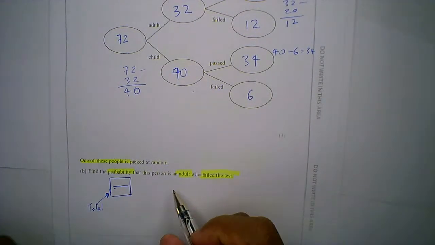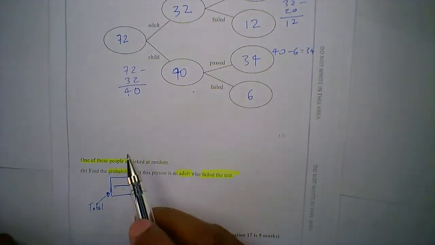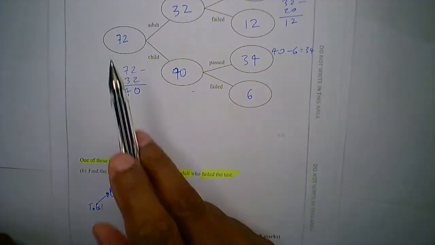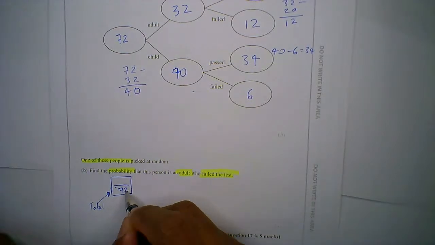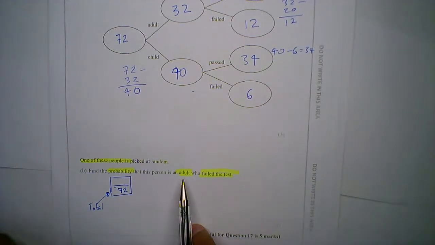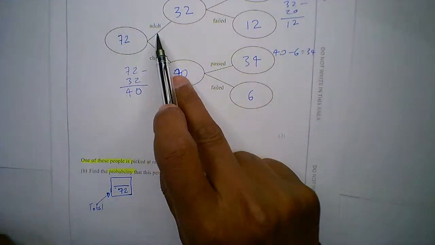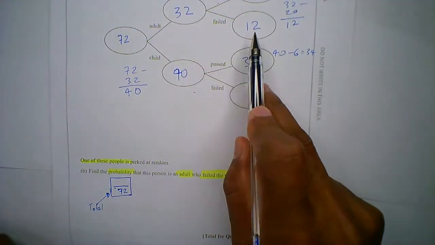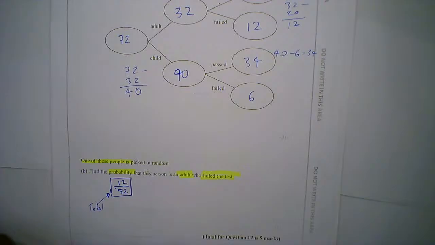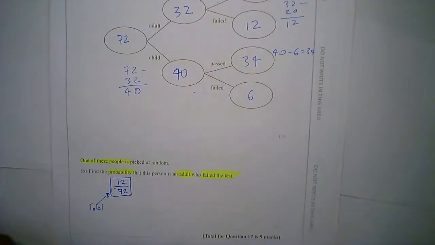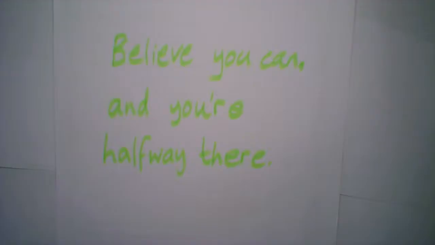What I'm looking for, so one of these people, there are 72 people. So 72 people, I put 72 here. And I'm looking for an adult who failed. So adult, pass, and fail is 12. So I've got 12 here. So my answer is 12 out of 72. Okay, let's move on to the next question.